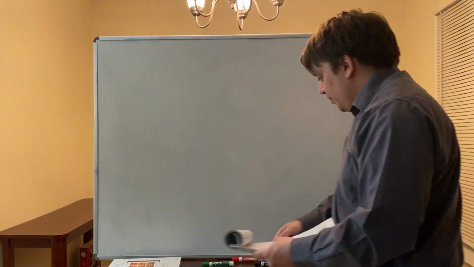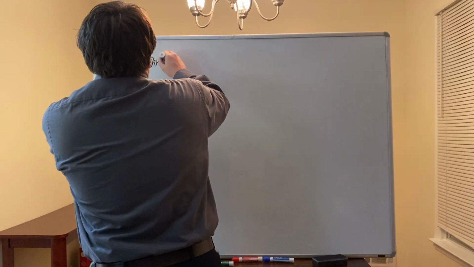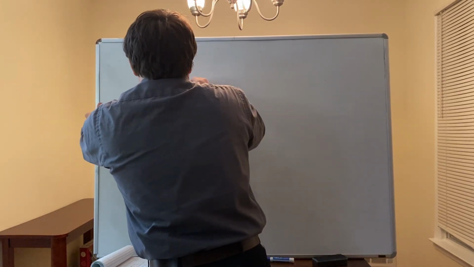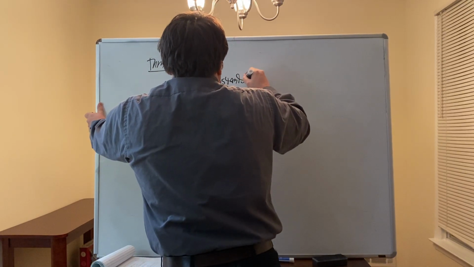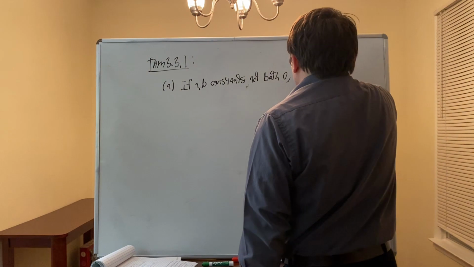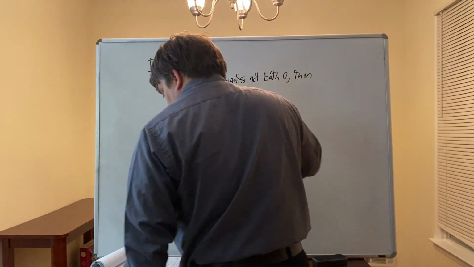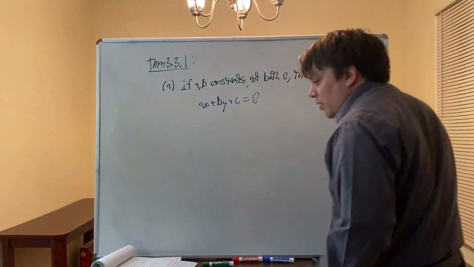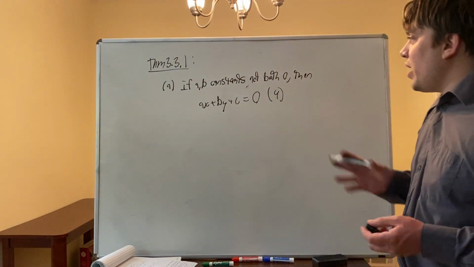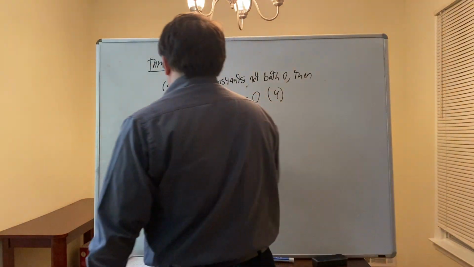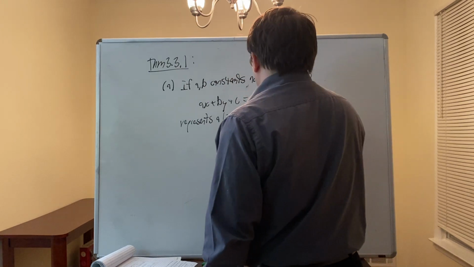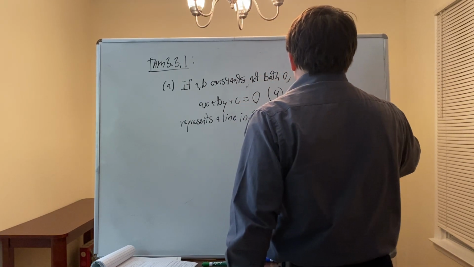Okay, so theorem 3.3. If A and B are constants, not both 0, then ax plus by plus c equals 0, that's equation 4, represents a line in R2 with normal n equal to (a, b).